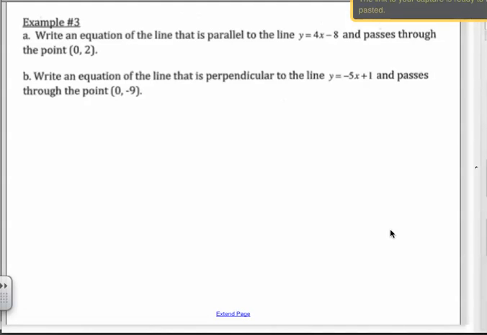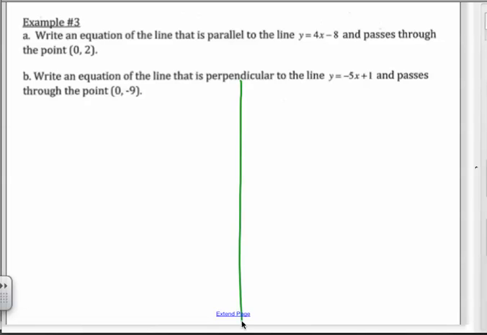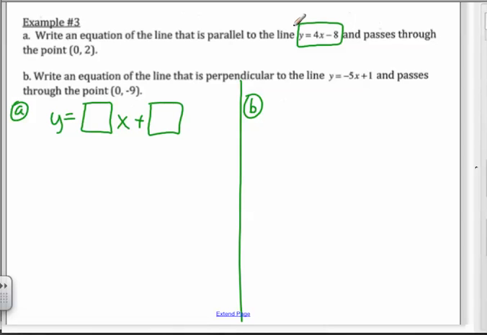Okay, guys, example 3, they're giving us two problems to do here. I'm going to divide the screen into A and B. Write an equation. Dane, what do I do when it says write an equation? Y equals box X plus box. Okay, so I'm going to deal with this first one first, the one in A. It says write an equation of the line that is parallel to this line and passes through this point.